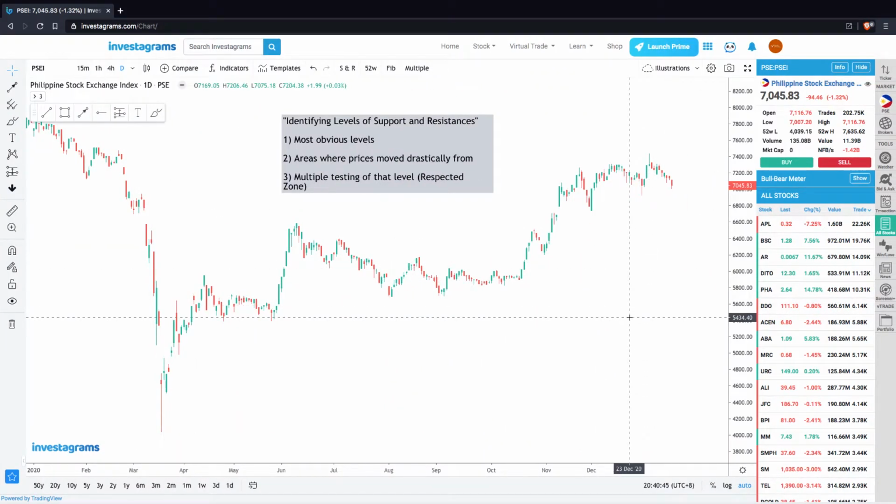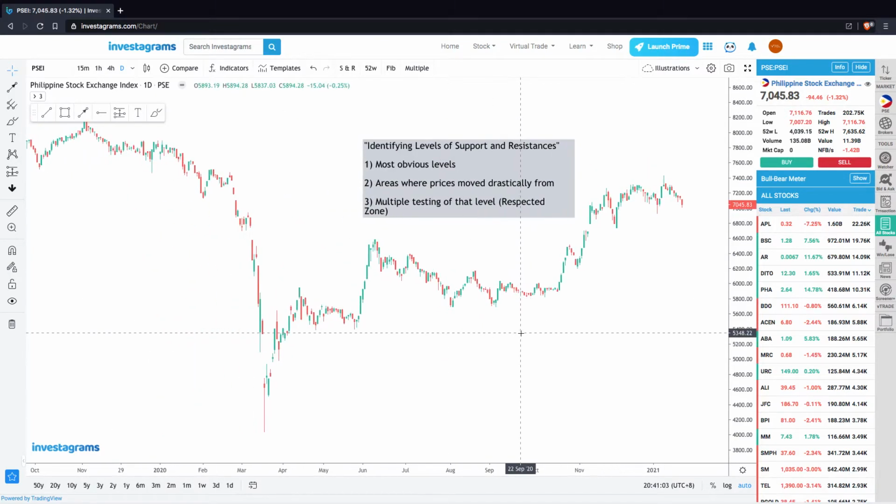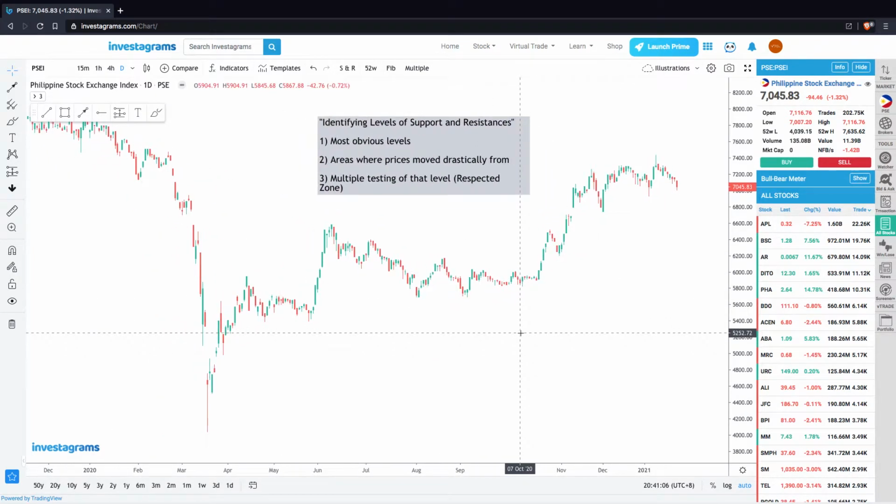So today we're going to be looking at how I identify levels of support and resistances, the key levels of support and resistances. So three things that I keep in mind. I keep in mind that these levels of support and resistances, they're the most obvious levels. So if I'm looking at this chart, if I zoom out a little bit, let's say support first.